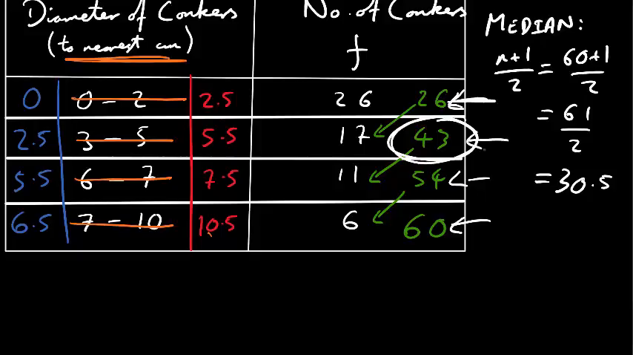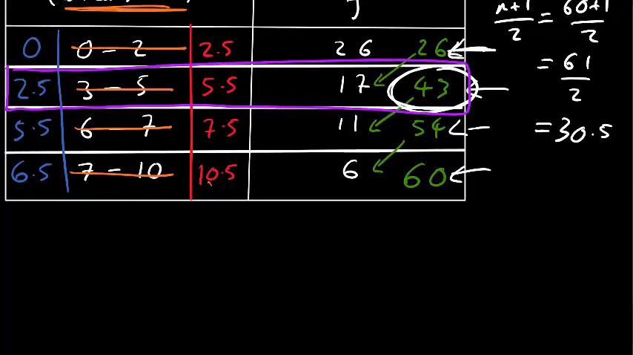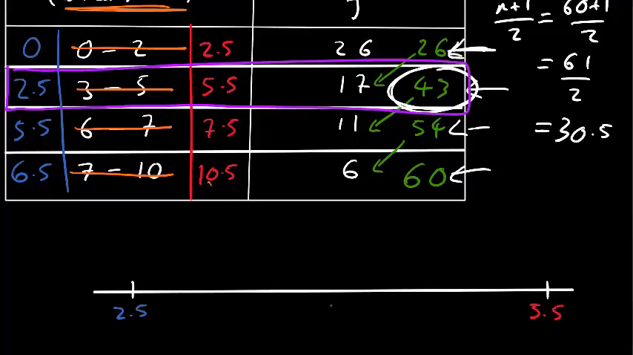So the 30.5th value lies between 26 and 43. So I know then that the median must lie within this interval from 2.5 to 5.5. Let me draw that out on a graph, on a number line. These are my two bounds, so this is basically my interval. I know that my 26th value must lie at the 2.5 point, because the lower interval ends at 2.5. Likewise, I know that the 43rd value must lie at the upper bound of that interval, which is 5.5.